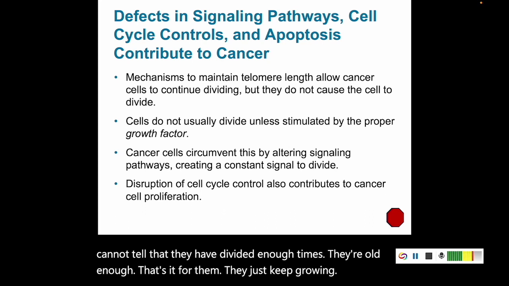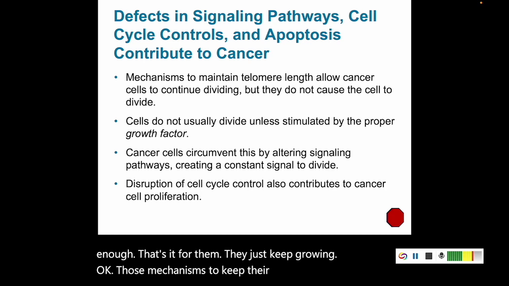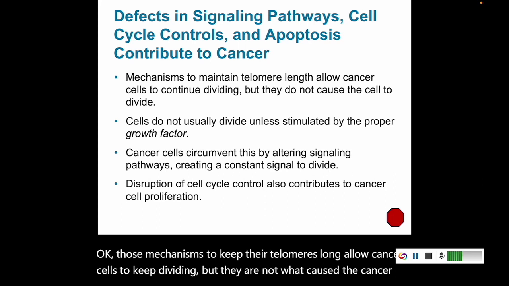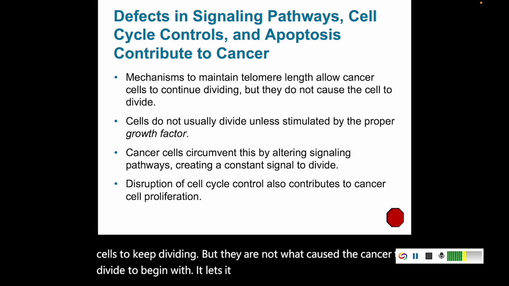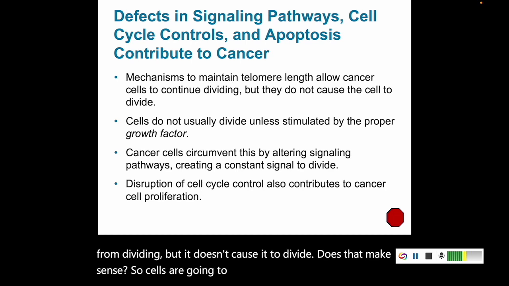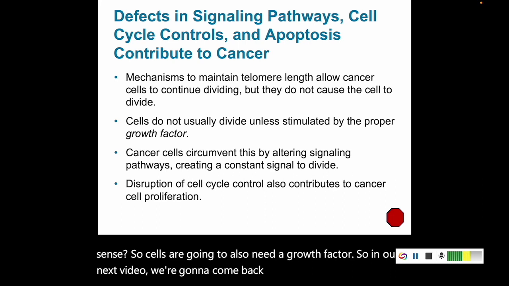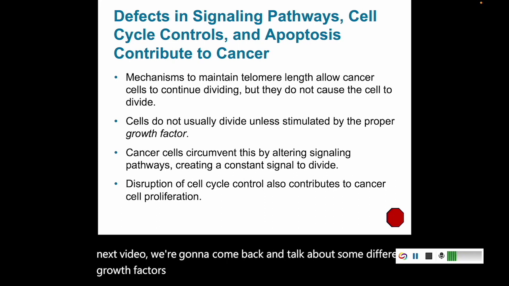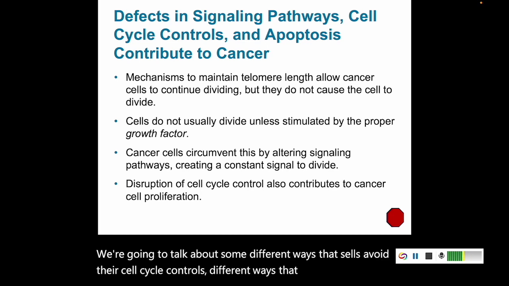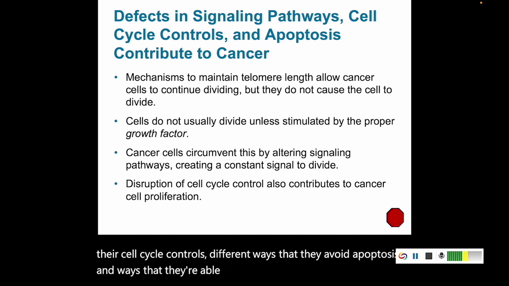Okay. Those mechanisms to keep their telomeres long allow cancer cells to keep dividing, but they're not what caused the cancer to divide to begin with. It doesn't stop it from dividing, but it doesn't cause it to divide. Does that make sense? So cells are also going to need a growth factor. In our next video, we're going to come back and talk about some different growth factors involved in cell division. We're going to talk about different ways that cells avoid their cell cycle controls, different ways that they avoid apoptosis, and ways that they're able to keep their tumor growing.